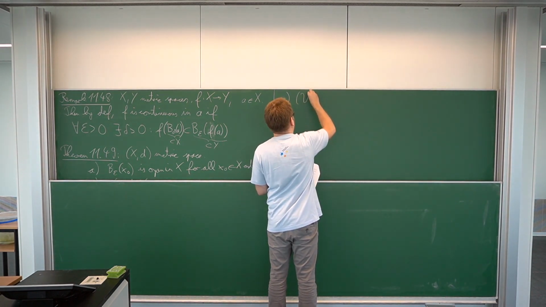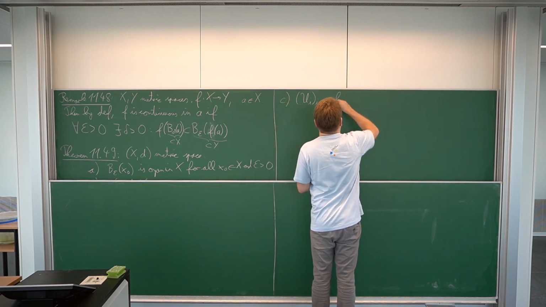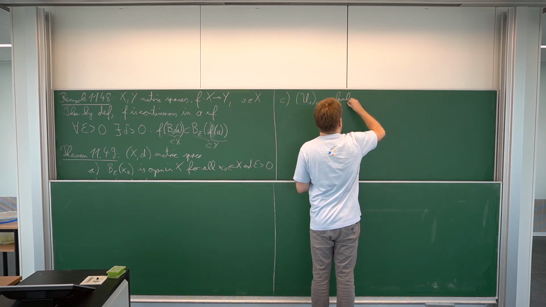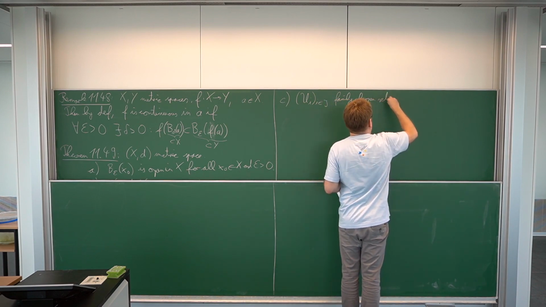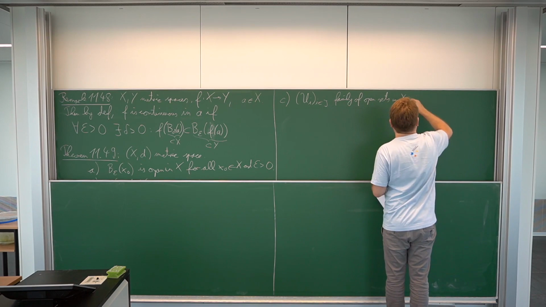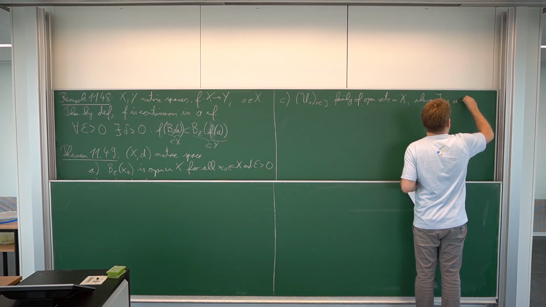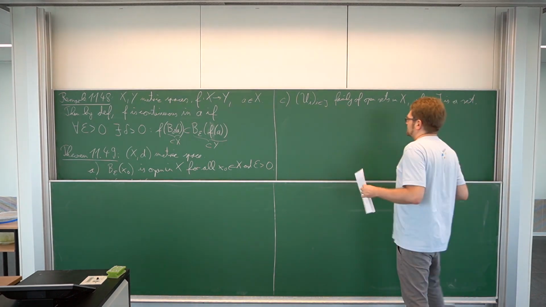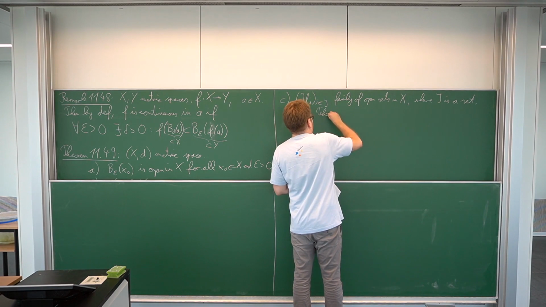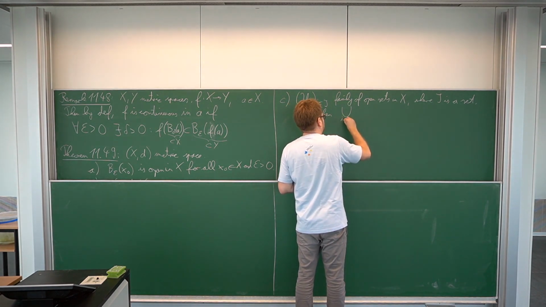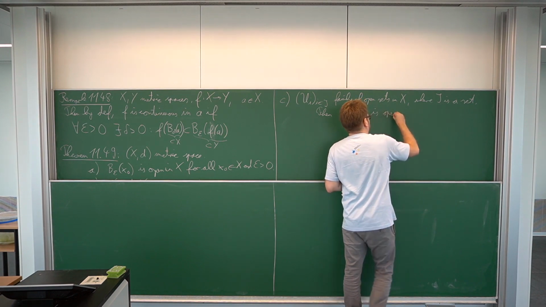So assume we have a family of open sets U_i, indexed by i in I, open sets in X, where I is a set, so an arbitrary index set, which might be infinite and very, very big. But then the union of all these sets, the union over i in I of U_i, is again open.